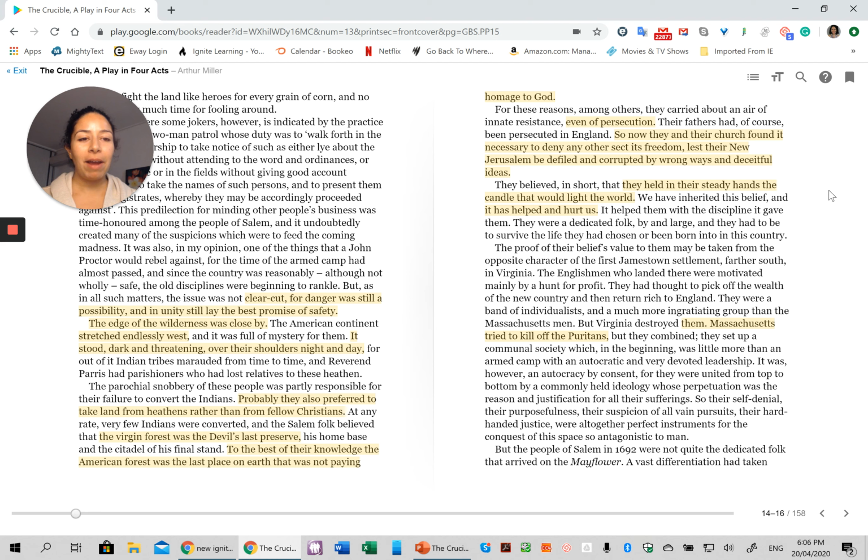And again, that's a paradox. Their fathers had, of course, been persecuted in England, so now they and their church found it necessary to deny any other sect its freedom, lest their new Jerusalem be defiled and corrupted by wrong ways and deceitful ideas. So that's it. They're going to deny everyone else the freedom to practice something different because they don't want to be corrupted by these deceitful ideas.